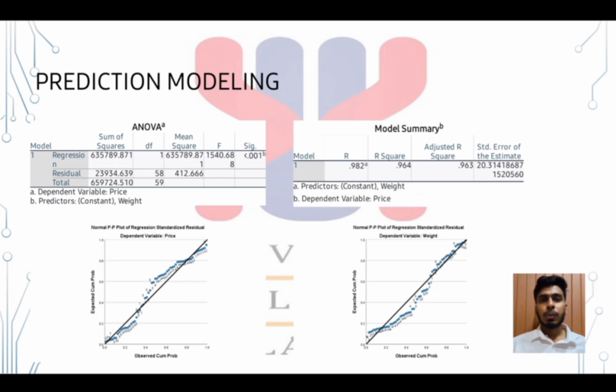The last part is coefficient and correlation. The regression plot matrix graph shows the price and height. There is a moderate positive correlation between price and weight. Subsequently, for price against weight, it is seen that the higher the weight, there is a moderate positive correlation between price and weight.